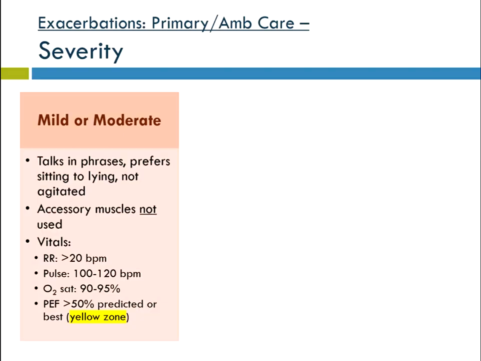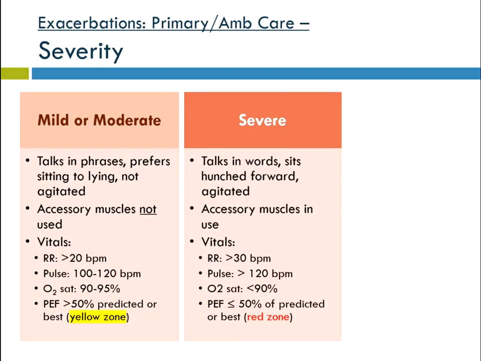Okay? If it is severe, they are talking in words. They're sitting a little bit hunched forward. They're trying to do the opposite of the effects of gravity. They are agitated at this point. They are using their accessory muscles, which means their body is basically working a lot harder to continue to breathe. Please make sure that you understand these buzzwords, if you will, because it's going to describe a patient for you, and you're going to have to pick the severity.